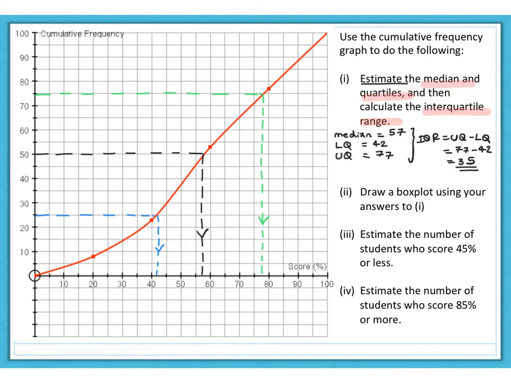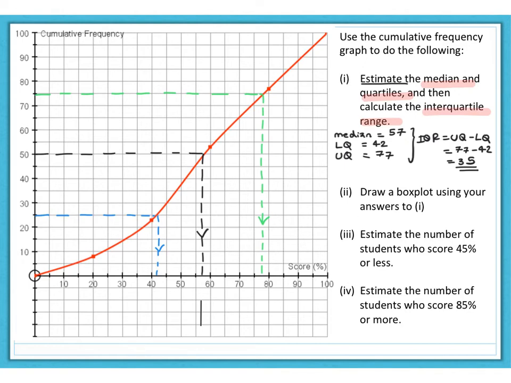Now, we're going to draw a box plot using our answers to the first part of the question. So you can see there's a little bit of graph paper underneath the cumulative frequency graph in which we're going to fit our box plot. Now let's start with the median. We know that that is over here, so just vertically below where the median is, I'm going to draw in my vertical line, which I think I have to move just to position carefully.